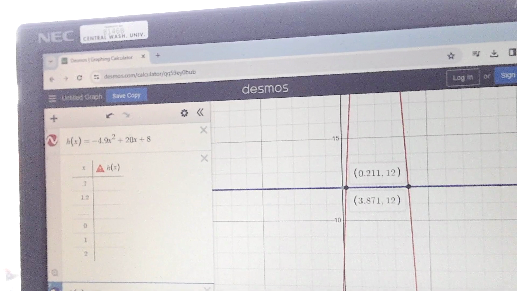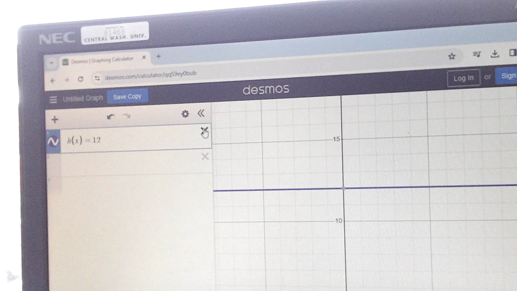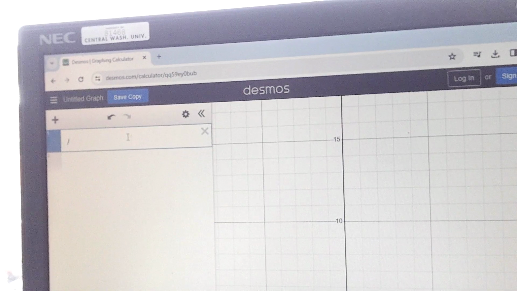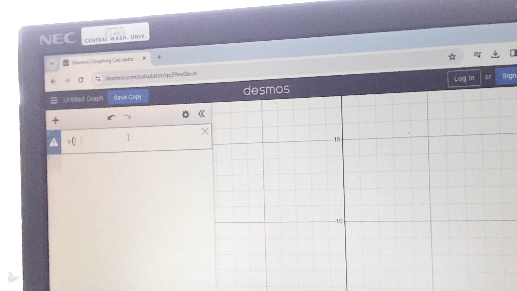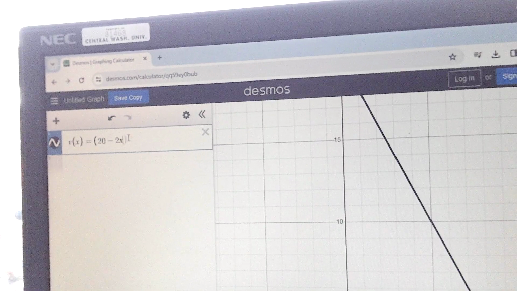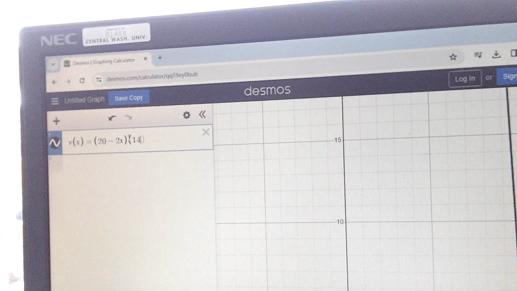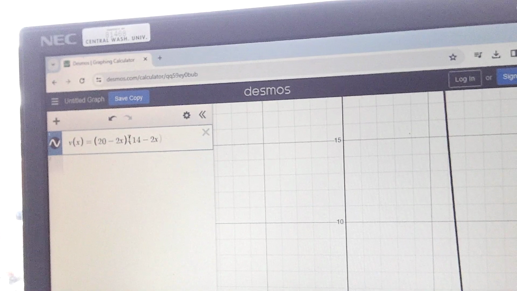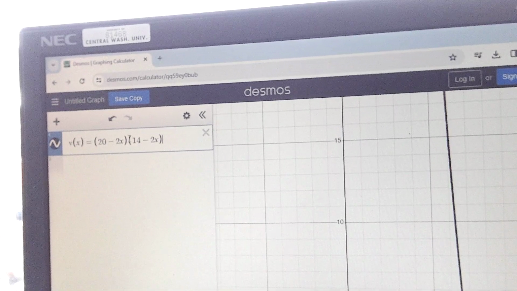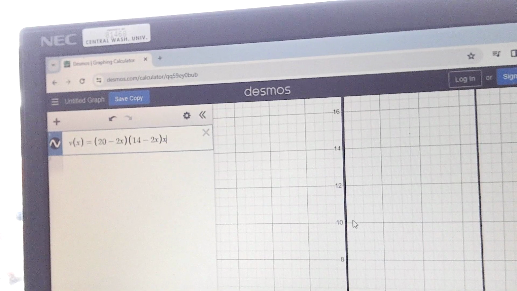So I've got to get rid of this equation and that table and that value, and I want to type in V of x equals parentheses 20 minus 2 times the amount I fold up, parentheses, in the other direction, the width, 14 minus 2 times the amount I fold up, because it's taken off of both sides and both lengths, and then the height is just the amount I fold up. And we get the same kind of graph here.